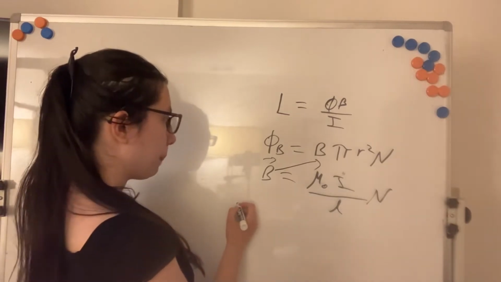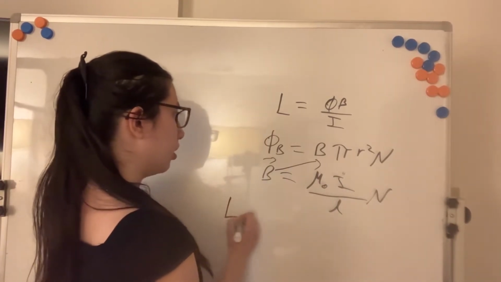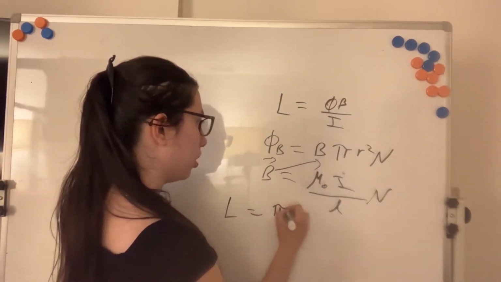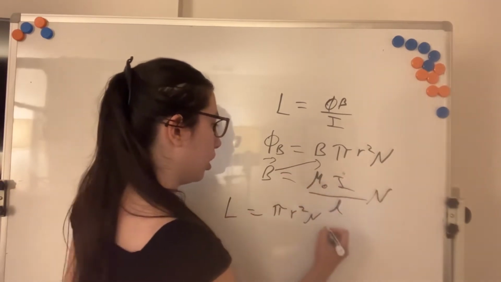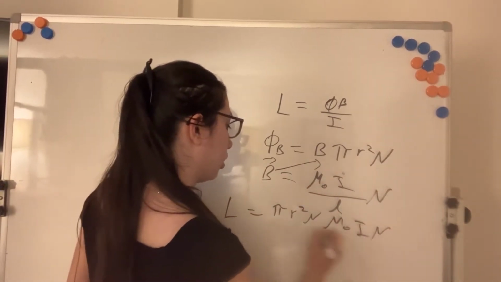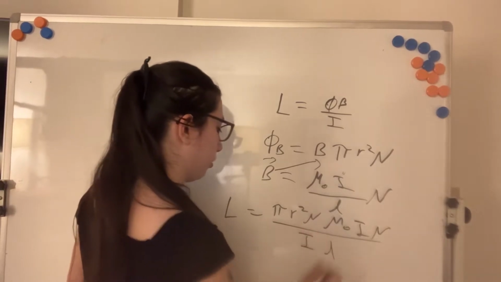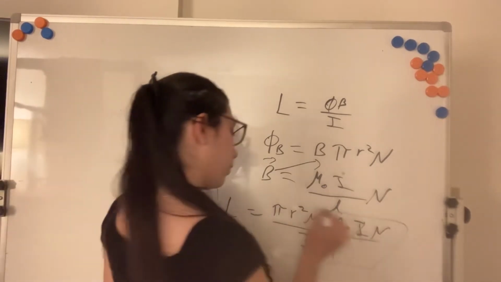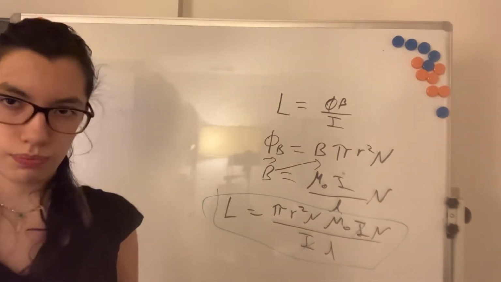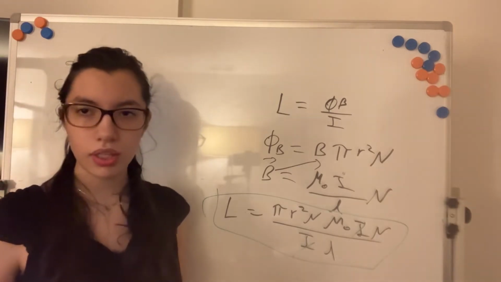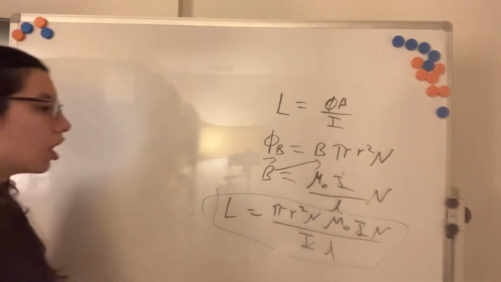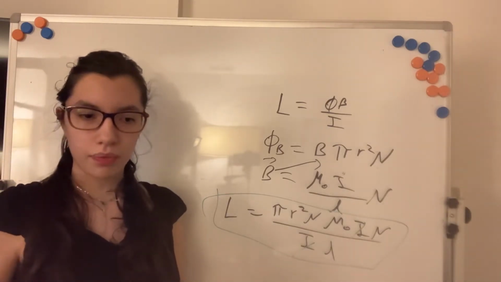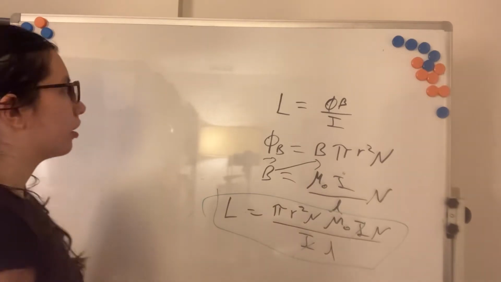We have L is equal to the magnetic flux, that is πr²N, and then this B, that is μ0 N I over l. I cancel the I's, and this is the self-inductance. There are many ways to express the self-inductance, and we will talk about self-inductance and mutual inductance in many videos with many applications. But here I want to introduce how to handle differential equations for a circuit, an RL circuit.